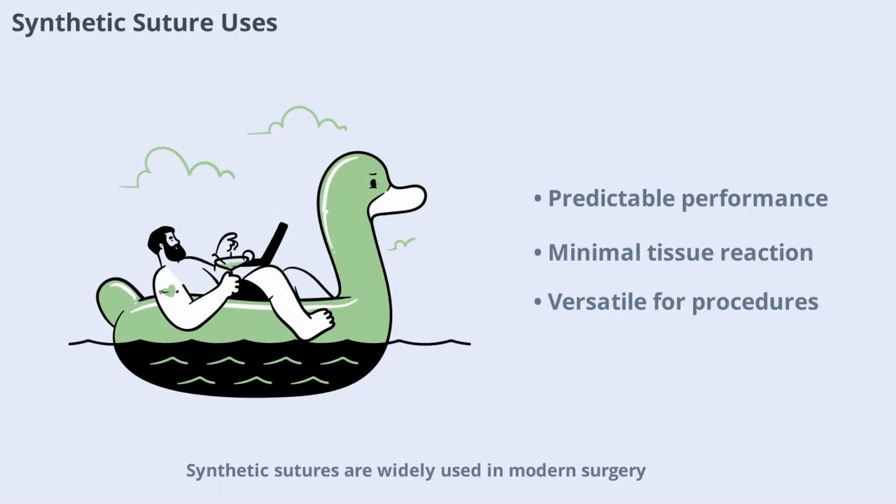Synthetic sutures are widely used in modern surgery due to their predictable performance and minimal tissue reaction. They are available in both absorbable and non-absorbable forms, providing versatility for a range of procedures. Surgeons rely on synthetic sutures for reliable closure and optimal healing outcomes.